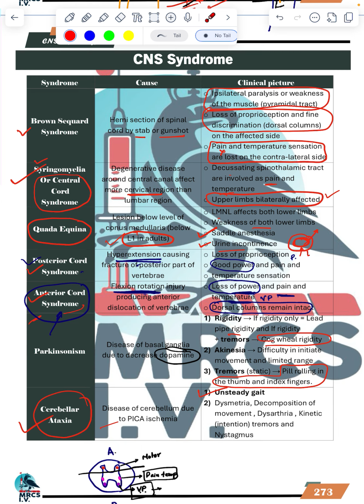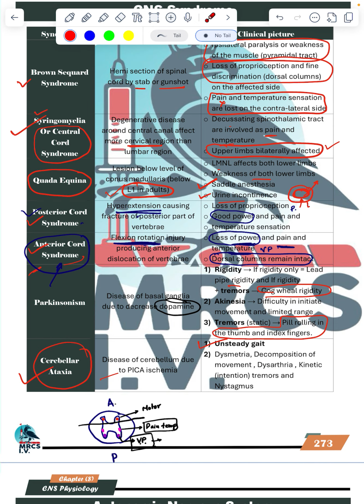In central cord syndrome, degeneration around the central cord affects the cervical region more than the lumbar region, involving the decussating spinothalamic tract, so pain and temperature are lost and the upper limbs are bilaterally affected. So upper limbs are more commonly affected. Cauda equina lesion is below the level of conus medullaris, L1. Lower motor neuron signs affect the lower limbs, with weakness in both limbs, saddle anesthesia, and urinary incontinence. Posterior cord syndrome: hyperextension causing fracture of the posterior vertebra, with loss of proprioception but good power and pain.